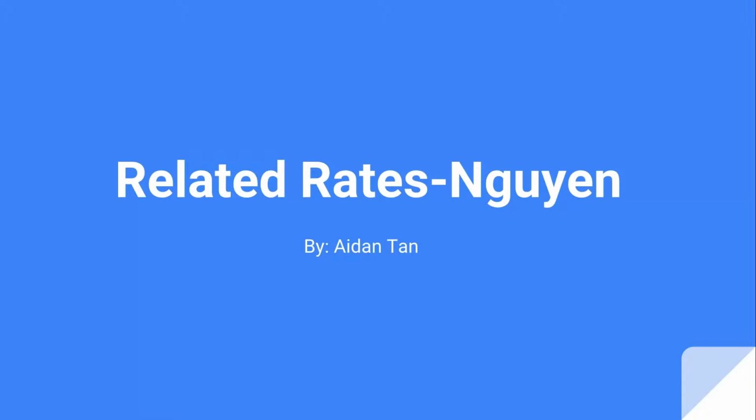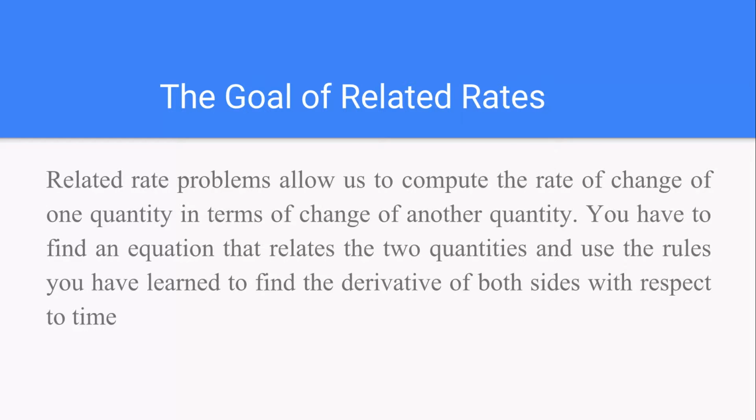Related rates. Related rate problems allow us to compute the rate of change of one quantity in terms of the change of another quantity. You have to find an equation that relates the two quantities and use the rules you have learned to find the derivative of both sides with respect to time.